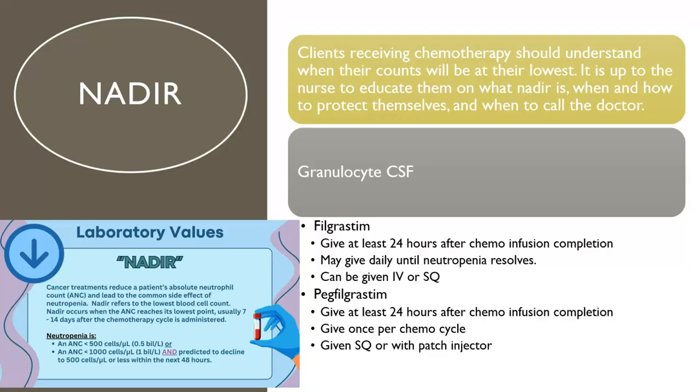Granulocytes, remember your granulocytes are your white blood cells, your neutrophils, basophils, eosinophils. So we can stimulate our granulocytes to rapidly produce. So filgrastim, we can give that at least 24 hours after chemo infusion completion. May give daily until neutropenia resolves, and can be given IV or sub-Q. It is very similar to erythropoietin, where we're trying to stimulate the growth of the red blood cell. Filgrastim is for the white blood cell. And pegfilgrastim, give at least 24 hours after chemo, give once per chemo cycle, and give sub-Q with a patch injector.